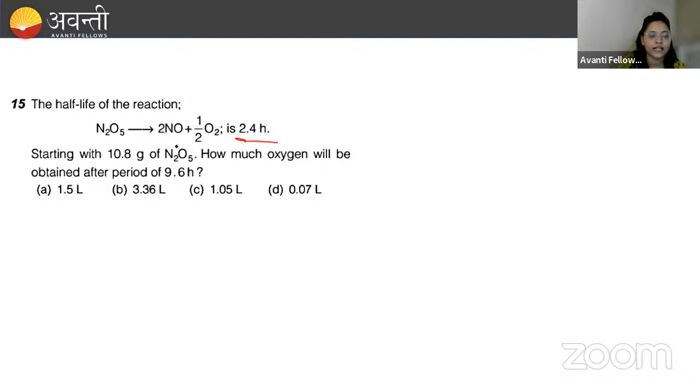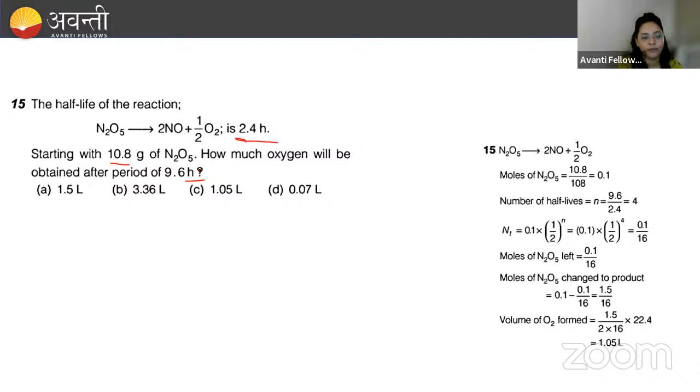2.4 hours. Starting with 10.8 gram of N2O5, how much oxygen will be obtained after the period of this much hours? Okay, अगर 10.8 ग्राम हम लोगों के पास है और 9.6 hours पास्ट हो गए हैं, तो कितना हमारे पास ऑक्सीजन बचा हुआ होगा? Okay, so here you can see the reaction. N2O5 is giving twice of NO plus half O2. Just the reaction जो given था वो वैसे के वैसे we have written.